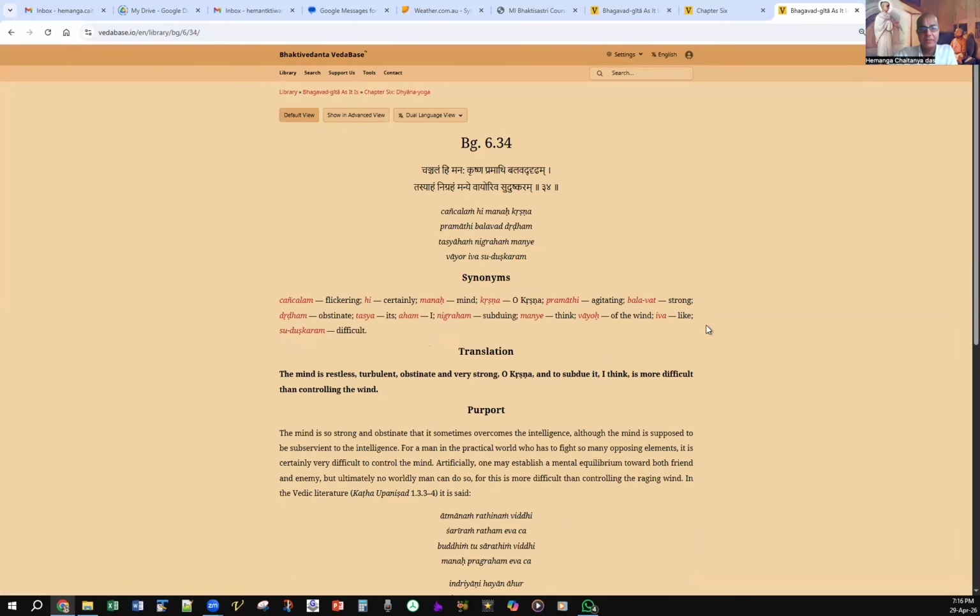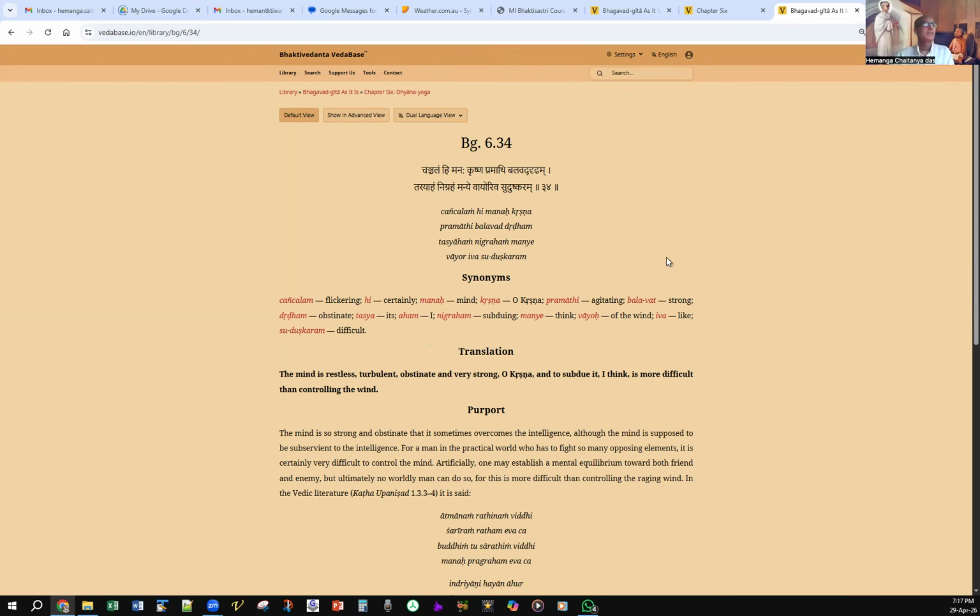634, this very, very famous verse. Everyone should know this verse. Who wants to do it? Sarv Jiveshwari Mataji? Hare Krishna Prabhu. Hare Krishna Mataji. Chanchalam hi manah Krishna pramathi balavad dridham, tasyaham nigraham manye vayor iva sudushkaram. The mind is restless, turbulent, obstinate, and very strong. O Krishna, and to subdue it, I think, is more difficult than controlling the wind.